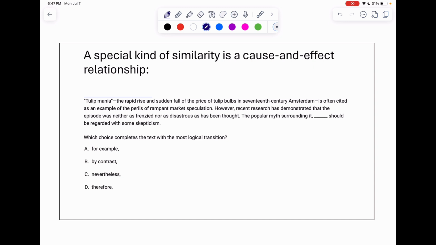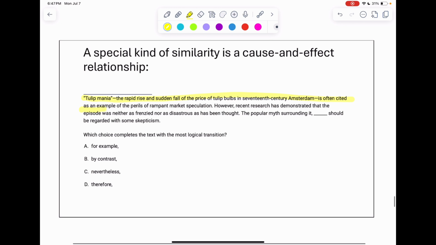So let's think to ourselves what we have here, and we'll try to find which choice completes the text with the most logical transition. That first sentence here says we have tulip mania, right? And it's perils of rampant market speculation, things going crazy, right? Then it says, however, contrasting already, they're giving us an example of a good contrast. However, now we have a contrast. Recent research has demonstrated that it wasn't frenzied or disastrous.